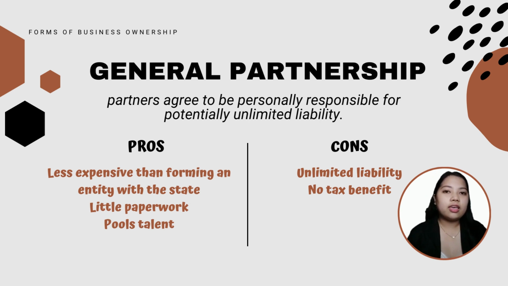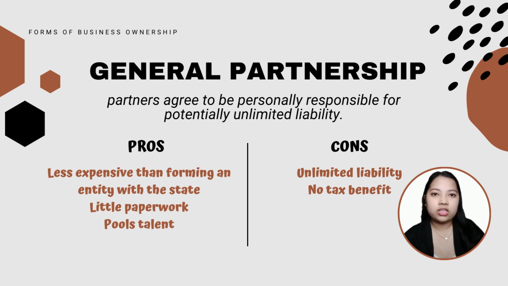So under its cons or its disadvantages, we have the unlimited liability. They can be held liable even to the extent of their separate assets. They are personally liable for the business debts and liabilities. Each partner is also liable for the debts incurred by the actions of other partners, which is quite similar to the unlimited liability discussed under sole proprietorship. Lastly is that it has no tax benefits since the tax will be passed through to the individual partners.